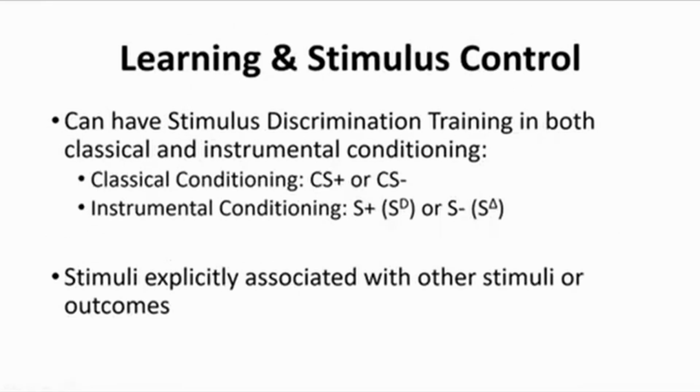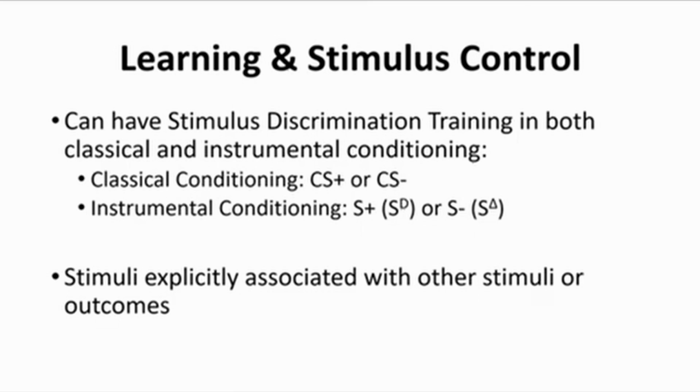Now that we're done with talking about features that can be involved in stimulus control, we're going to talk a little bit more about learning and stimulus control. So we're specifically going to pay attention to discrimination and generalization again. As a reminder, discrimination is responding differentially to two different stimuli. And generalization would be failure to discriminate between two stimuli.